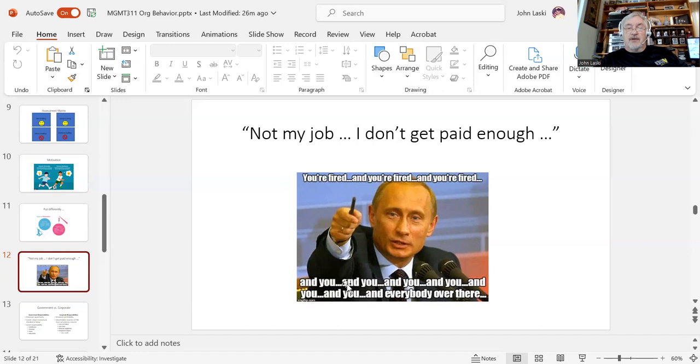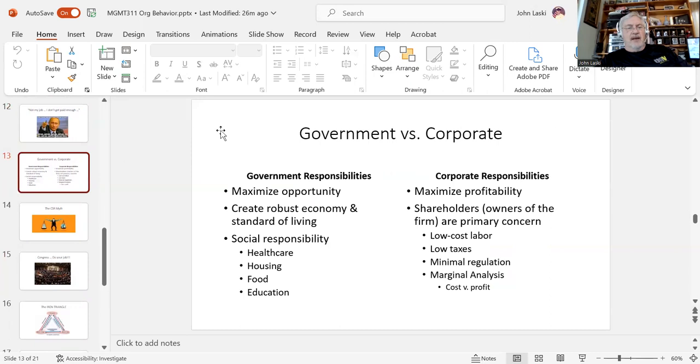Why? And we'll spend some time with this during the semester. But remember the expression, or maybe you don't because it's a really old one, but a rotten apple will spoil the whole barrel. It's that kind of a theory, and we'll spend some time with that. We're going to spend time with the notion of government versus corporate. And this speaks back to that shareholder, excuse me a sec, that max profits shareholder thing.